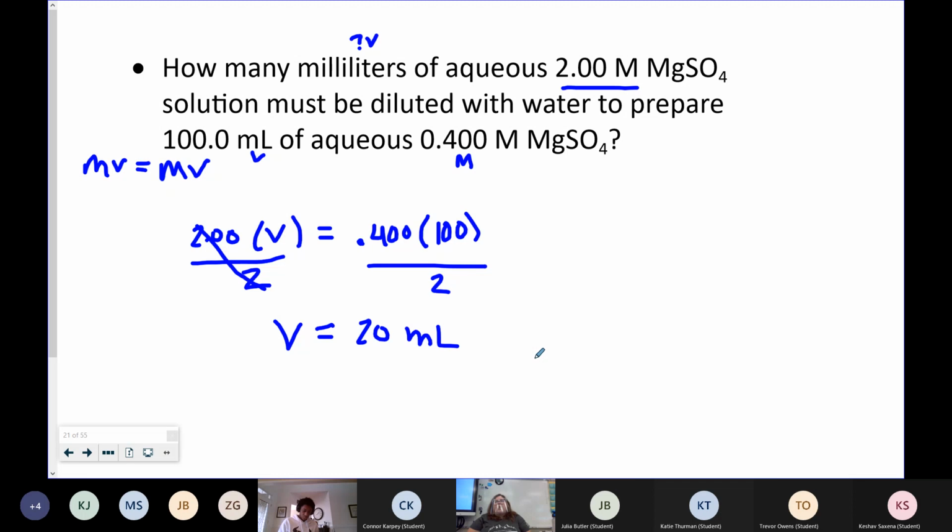So dilutions are actually a little bit easier than molarity calculations, math-wise. Like I said, the hardest part is figuring out what things go on the same side together. So use your context clues.